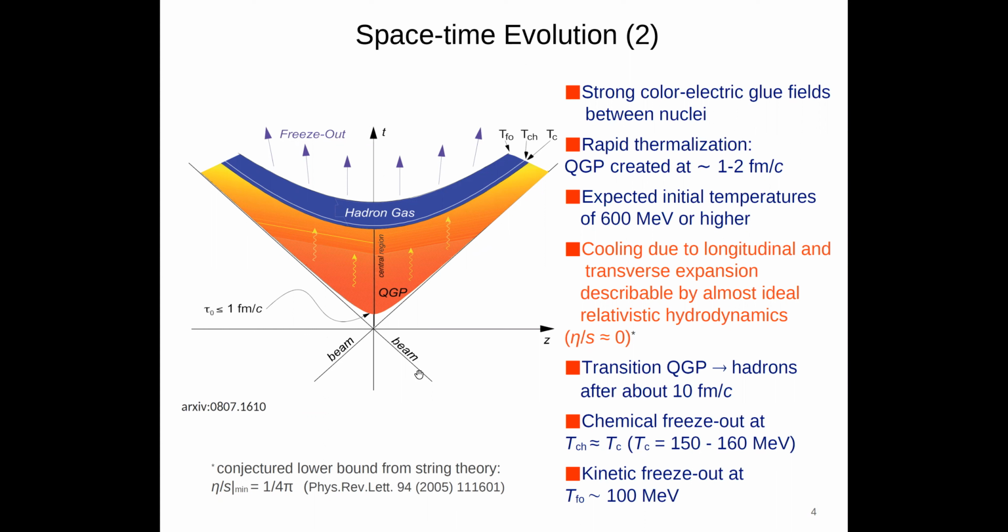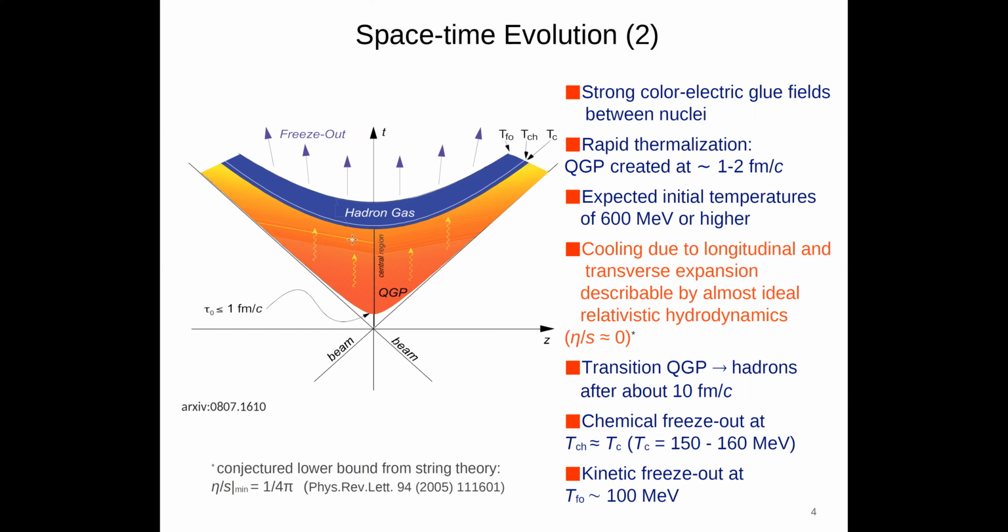So initially, the two colliding beams, looked at in the center of mass frame, are colliding, so the collision happens at z equal to 0, and at the time scale of tau 0, which is of the order of 1 Fermi by c, local thermodynamic equilibrium is reached, and you have a Quark-Gluon plasma, which will eventually expand and undergo gradual cooling. Then at a point where the temperature is of the order of Tc, which is basically the transition temperature, the hadronization occurs.